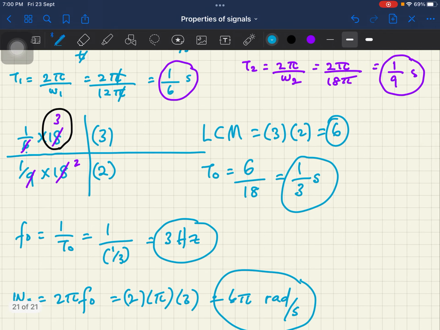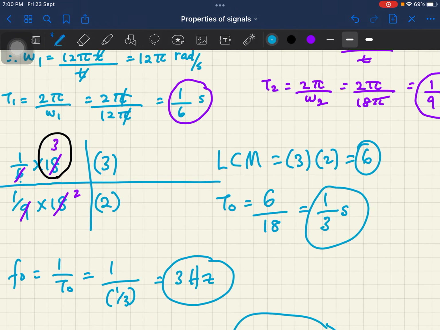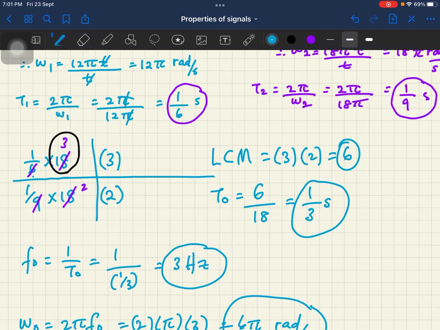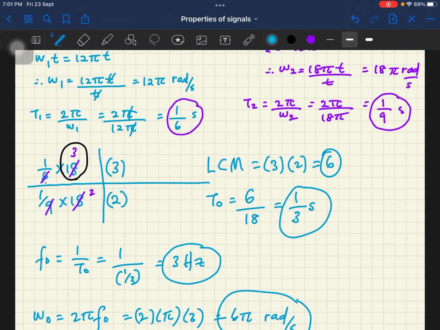I hope it's clear how to solve this type of problem. The purpose of this problem is for you to practice applying the least common multiple theory.